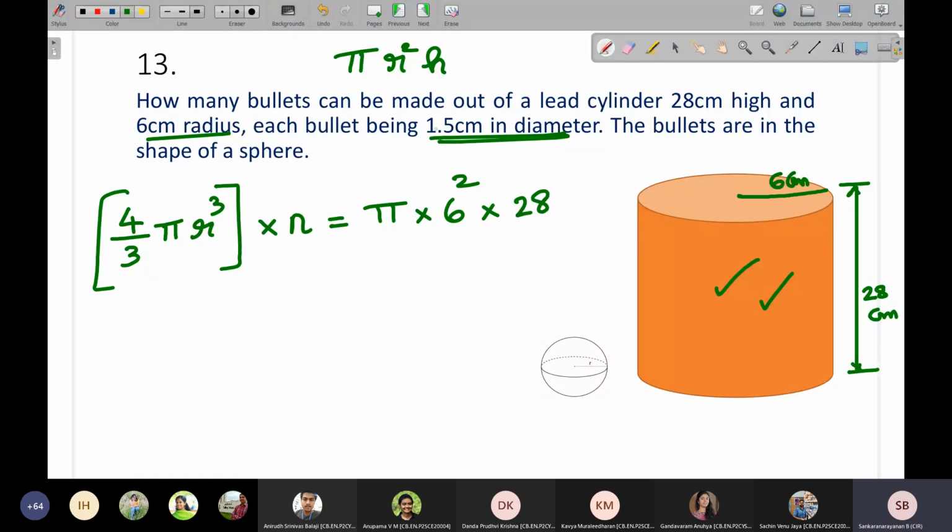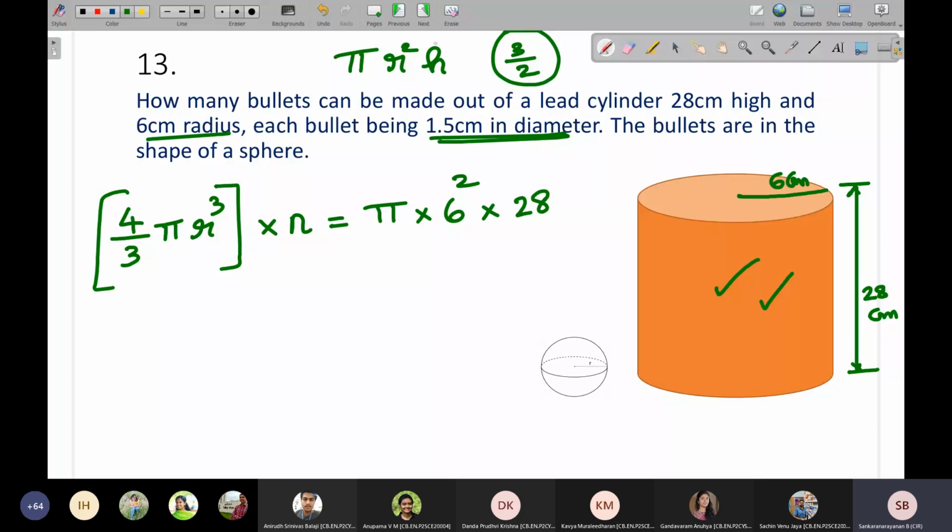Diameter is given to be 1.5 centimeter. 1.5, you know, is 3 by 2. So this is the diameter of this spherical bullet. So the radius will be how much? Half of diameter. That is half of 3 by 2, and that is equal to 3 by 4.